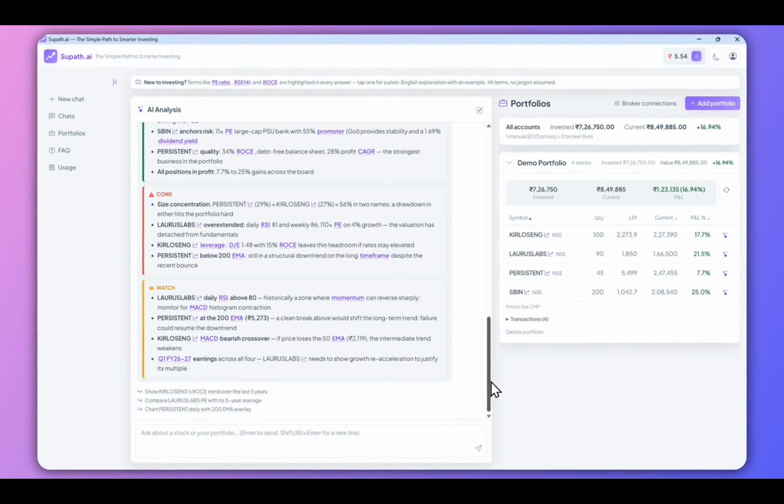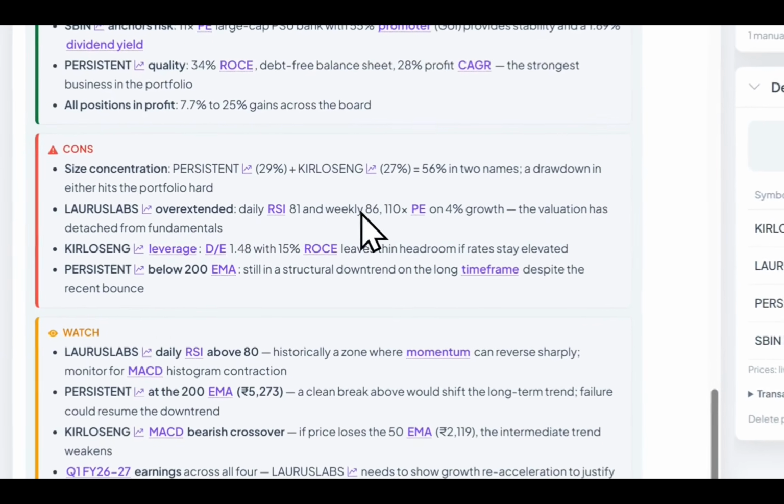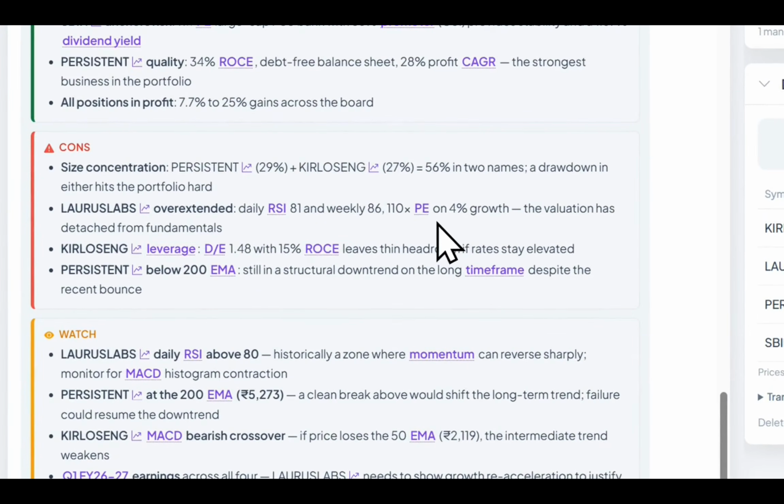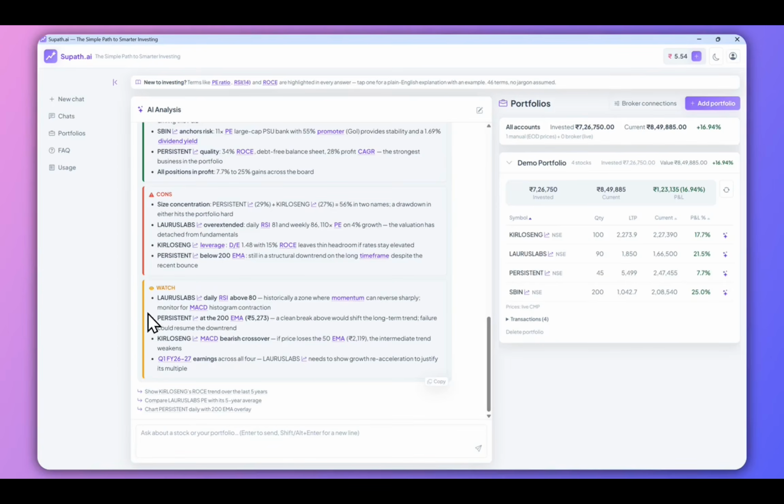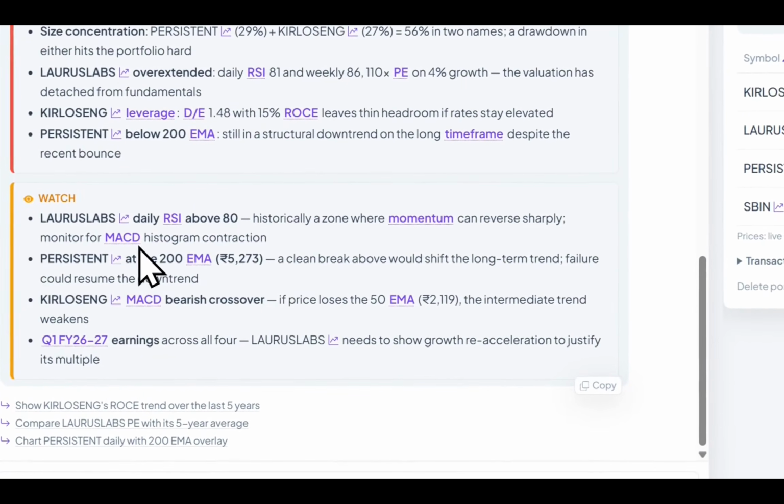And notice that it does not flatter the portfolio. It calls Loris Labs overextended, 110 times earnings on 4% growth, a valuation detached from fundamentals. It flags Kirlosang's leverage. It points out that Persistent is still below its 200-day EMA despite the recent bounce. These are the user's own holdings, and it says so plainly. The watch list gives specific levels to monitor, not predictions and not targets.